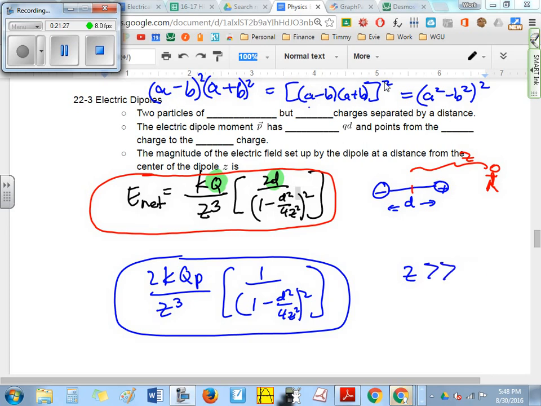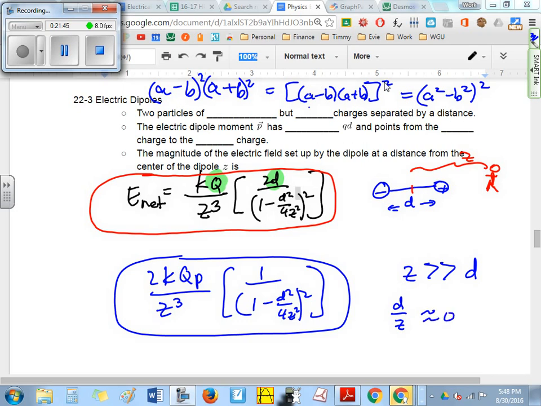Usually we use a double greater-than sign, just double, not triple. z is much bigger than d. This is how it's written. Or you can say that z over d is really large. You can say d over z is super, super small. Right? It's very, very small. That's another way to say it.